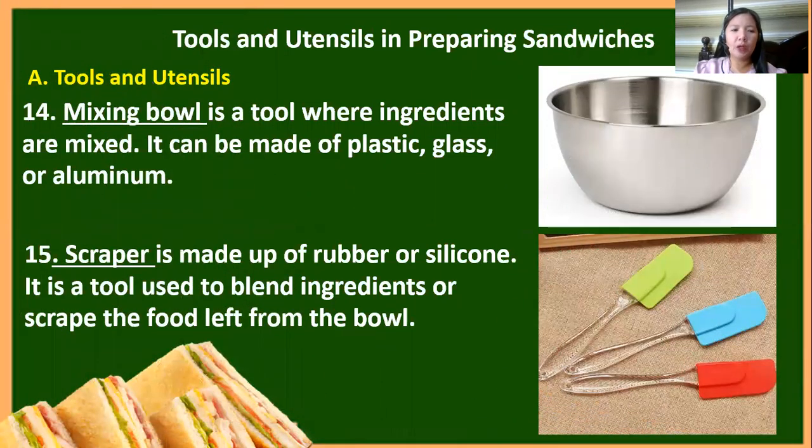Okay, for number 14, we also have a mixing bowl. It is a tool where ingredients are mixed. It can be made of plastic, glass, or aluminum. Scraper is made up of rubber or silicone. It is a tool used to blend ingredients or scrape the food left from the bowl.